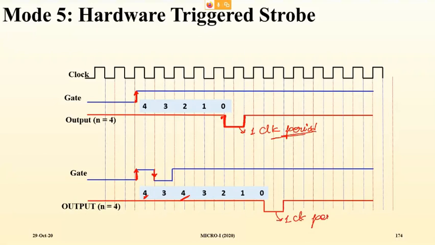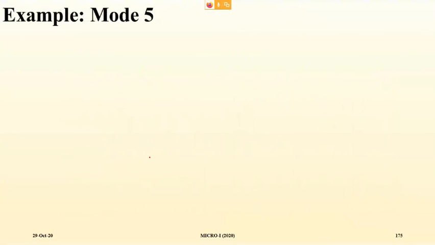Okay, and then you will have output high again unless you reload a new count. With the write, the gate should be transitioning from low to high. Only in those cases will the count start. Otherwise, the count will not start. This is about hardware triggered strobe mode 5.